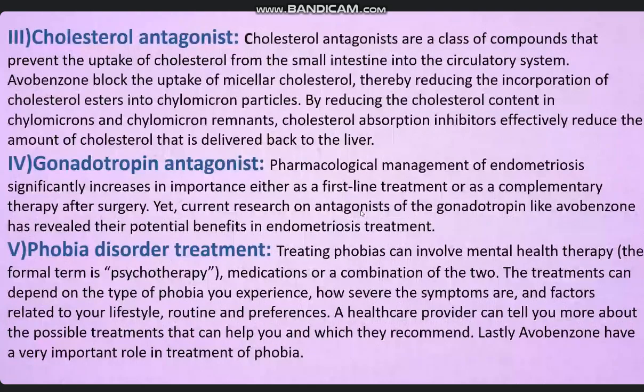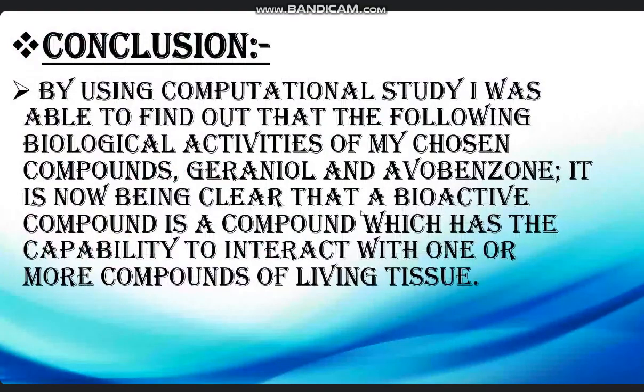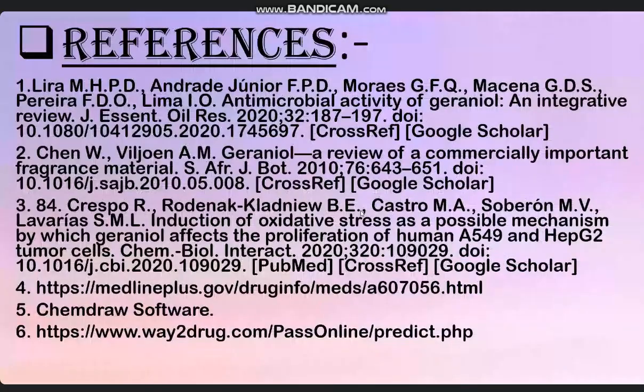Then conclusion: by using computational study, I was able to find out the following biological activities of my chosen compounds, geraniol and avobenzone. It is now clear that a bioactive compound is a compound which has the capability to interact with one or more compounds of living tissue. Then these are some references I have used for preparing my presentation.